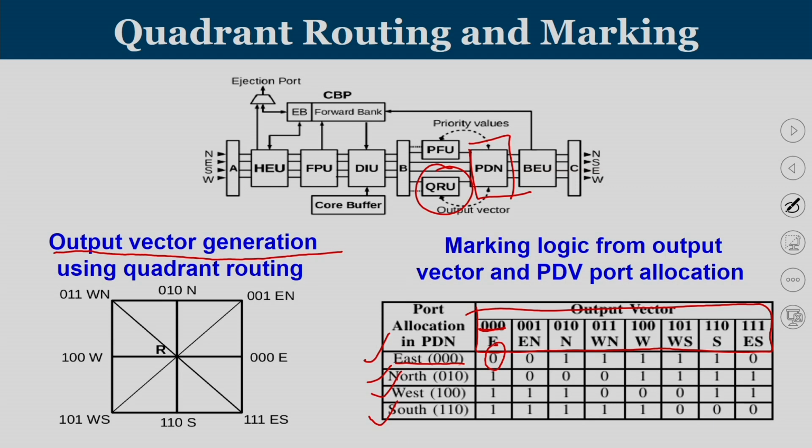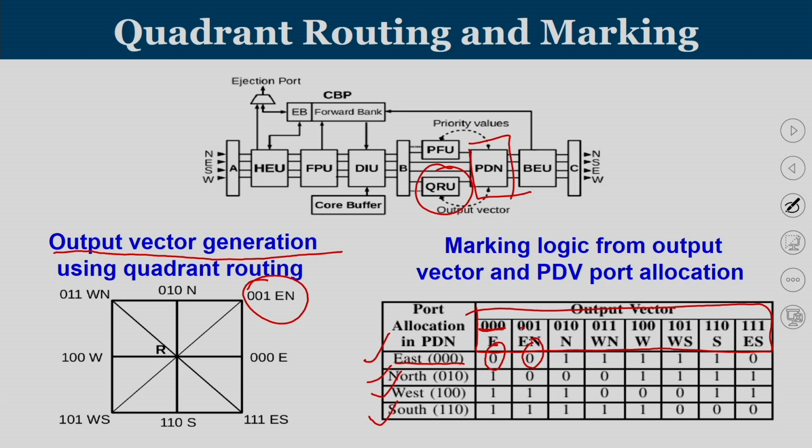I will take one more case. If the output vector is 0, 0, 1, it means the destination is relatively in the east-north direction with respect to the current router. Let us say east is the port allocated. The flit got the east direction, and the destination is relatively east-north of the current router, so the flit is on a productive path, because a flit which got the east output port is still travelling in the east-north quadrant. That is why the marking bit is 0, which means the flit is on a productive port.